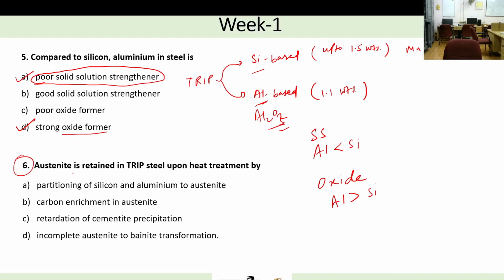Solve it. Austenite is retained in TRIP steel upon heat treatment by... You can unmute and say your answer, because I think you are less interested in typing. You can unmute and tell your answer. These questions are from some research articles, it seems.